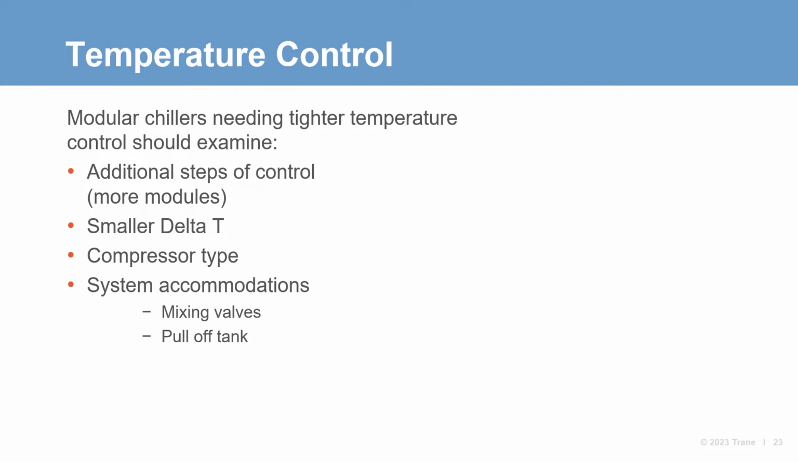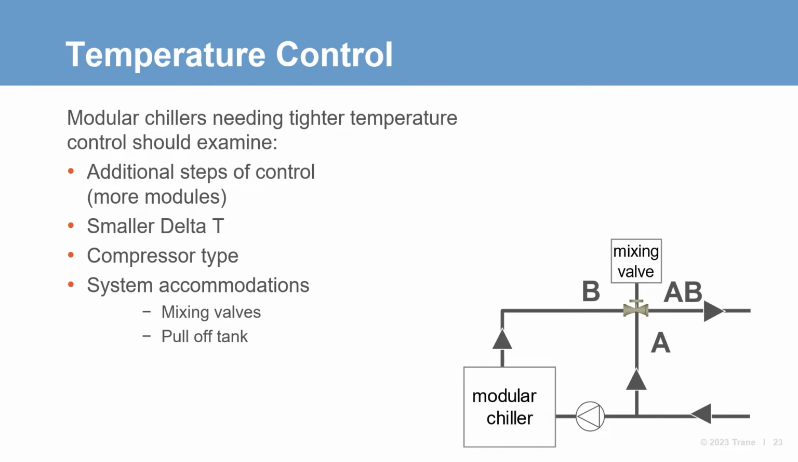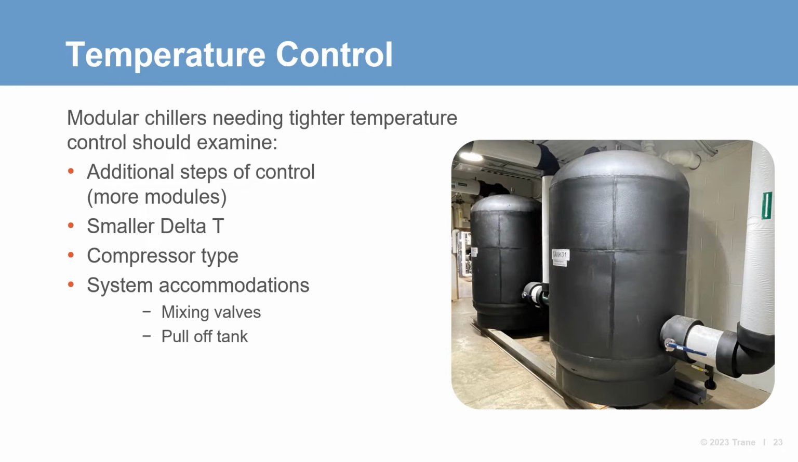Another option could be to address temperature control not with the modular chiller itself, but with your system design. For example, your modular chiller temperature output could vary, but you could be utilizing a 3-way thermostatically controlled mixing valve in the system for control instead. Pulling off a mixing tank in the system is also a common design used to provide a blended water supply. Overall, we always need to make sure that we select the steps of control, delta T, and system design that is compatible with your system.